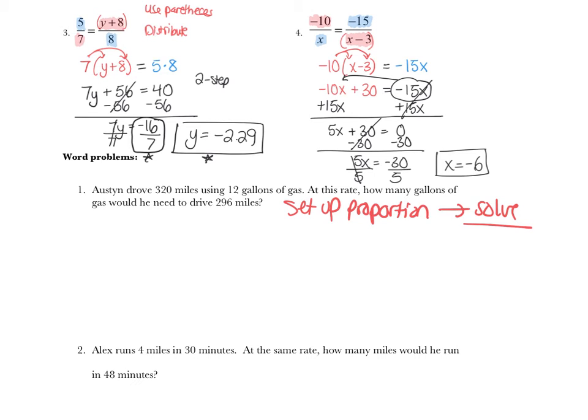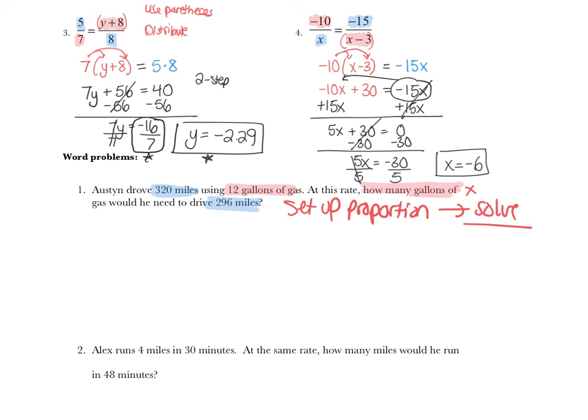So first we got to figure out what type of proportion we can make. If you look at the problem, they're talking about Austin driving 320 miles using 12 gallons of gas, okay? And then it says, at this same rate, how many gallons of gas would he need to drive 296 miles? Well, notice that I have 2 miles given to me, and then I have 1 gallons of gas given to me, and the other one I'm going to use a variable for. So if it says how many gallons of gas, that means this is going to be my x, okay?